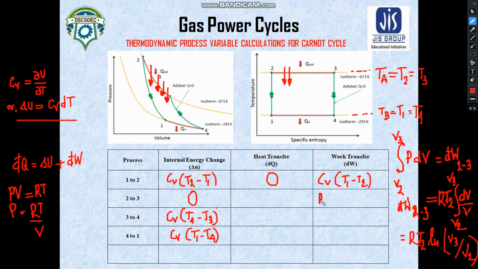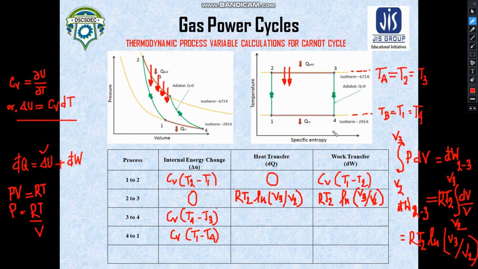RT2 ln V3 by V2. Okay, now since the internal energy change here is 0, then it is obvious that dQ is equal to dW. So the heat transfer would also remain the same, RT2 ln V3 by V2. Okay, so this is a pretty simple application of the first law of thermodynamics.